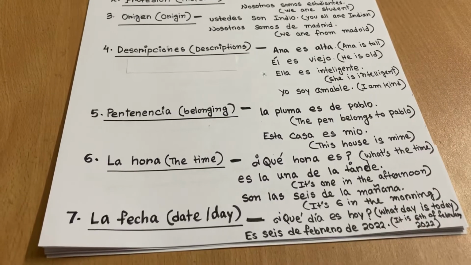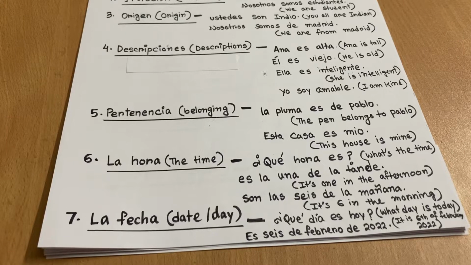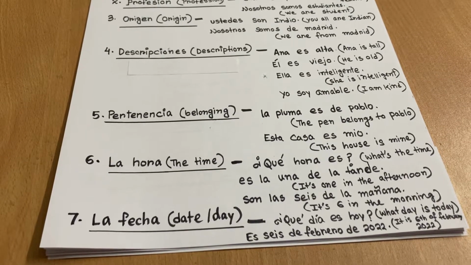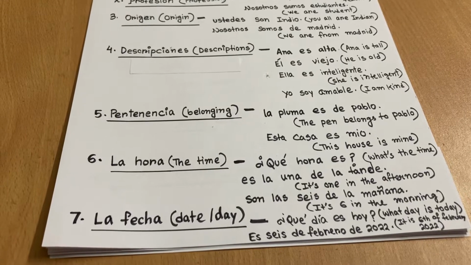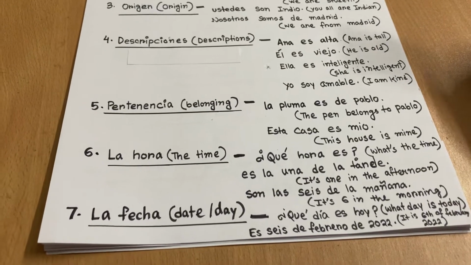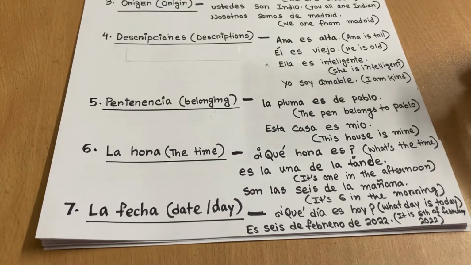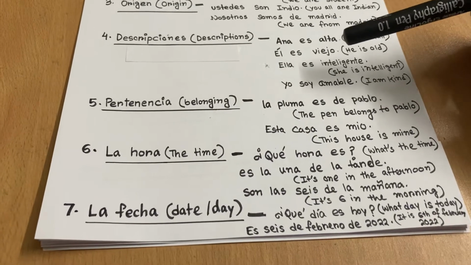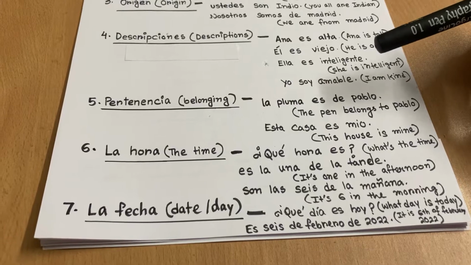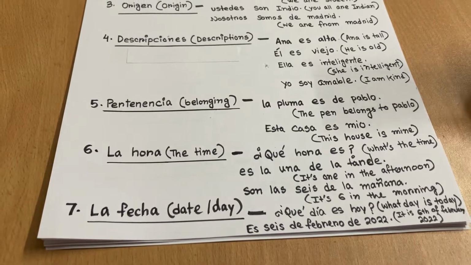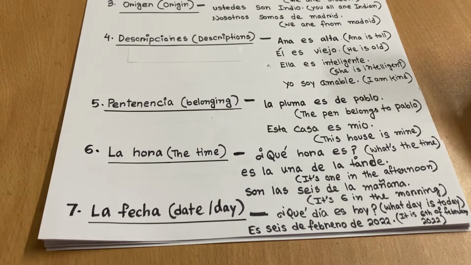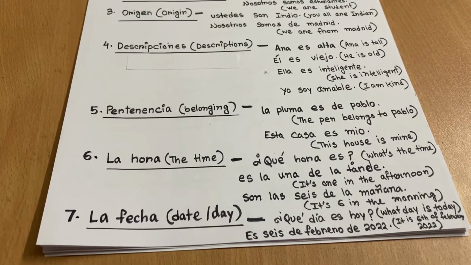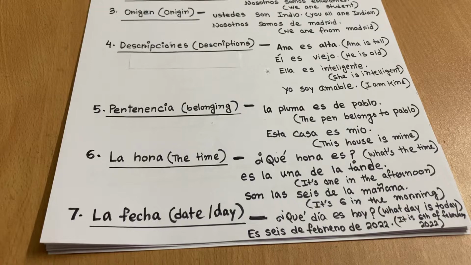Next category is pertenencia. Pertenencia is belongings. Who belongs to whom? For example, La pluma es de Pablo. The pen belongs to Pablo. The pen belongs to whom? Pablo. So when we are talking about belongings, we have to take the ser verb.